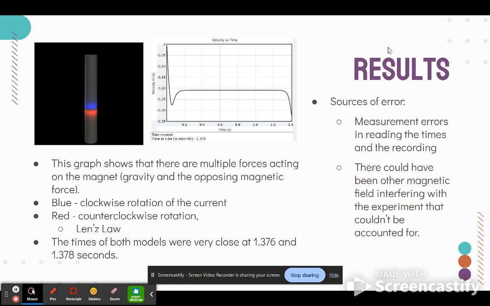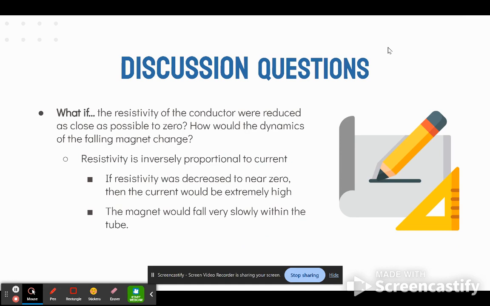Some sources of error include measurement errors, and from the app, like in reading the times and the recording itself. There also could have been other magnetic fields interfering with the experiment that couldn't be accounted for. And so to further think about the physics concepts in this lab, we can look at the discussion questions.